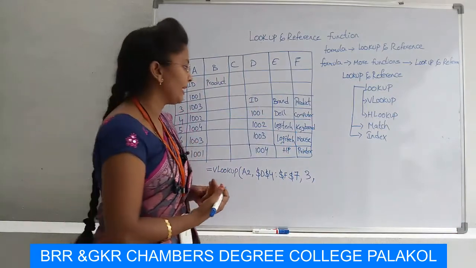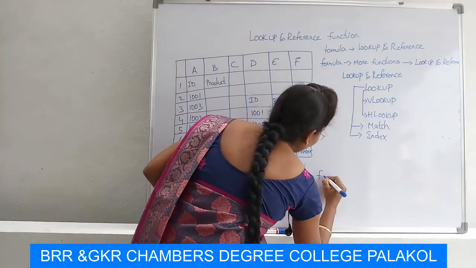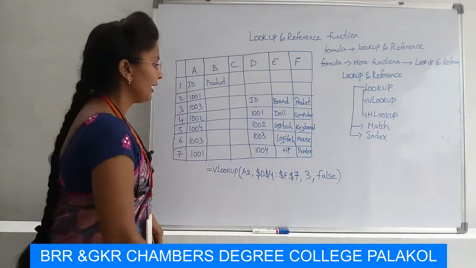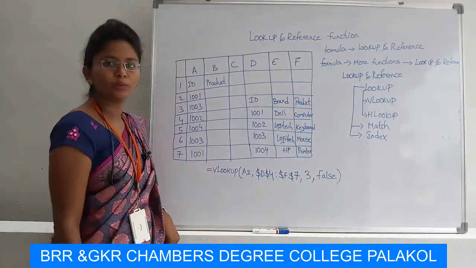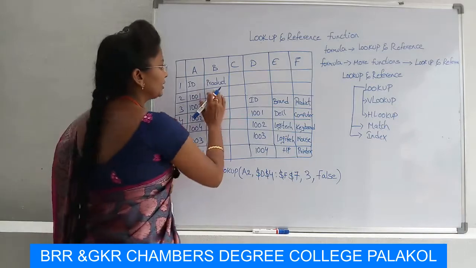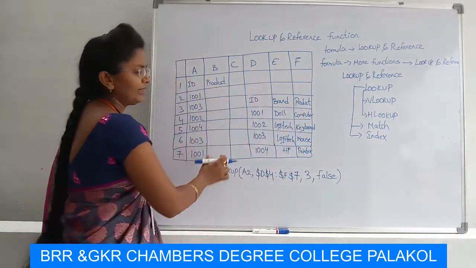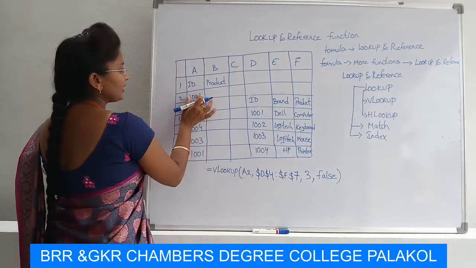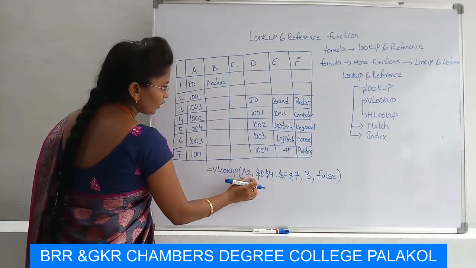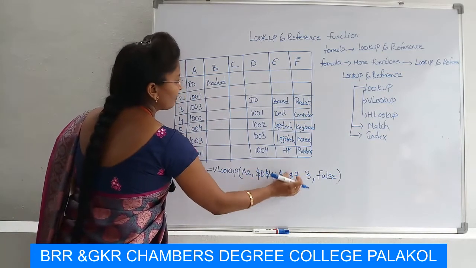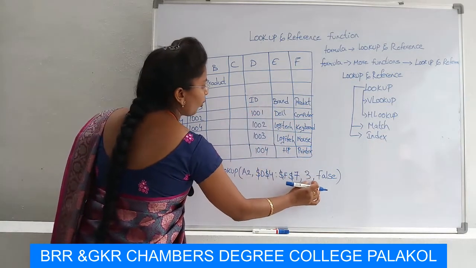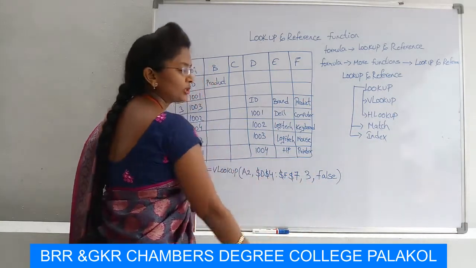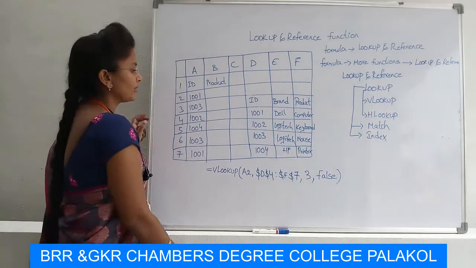For the exact match, I have to enter the false statement here and close the bracket and press the enter button. When you press enter, the data will be entered here. After entering the data, here I entered the A2 cell, that means I selected this one, and then going for D4 to F7, I am selecting this data. I want the product name, that's why I entered the 3 here, and to return the exact match I get the statement as false and press enter.